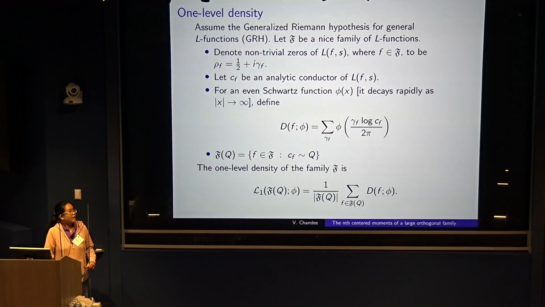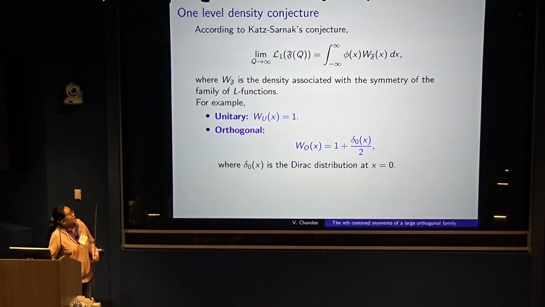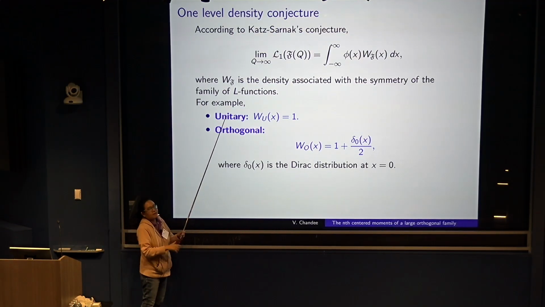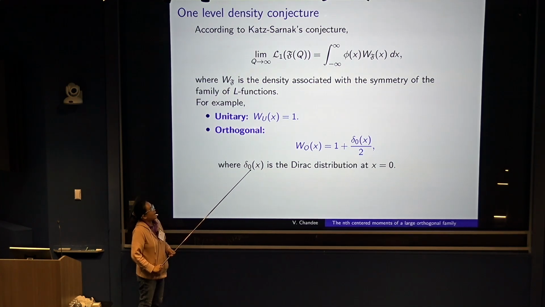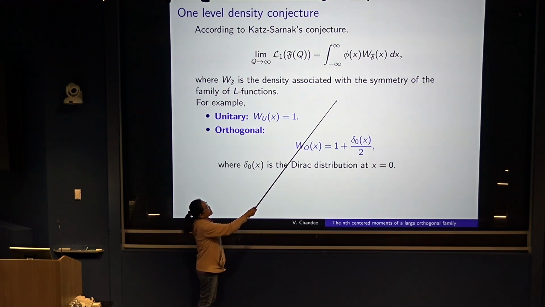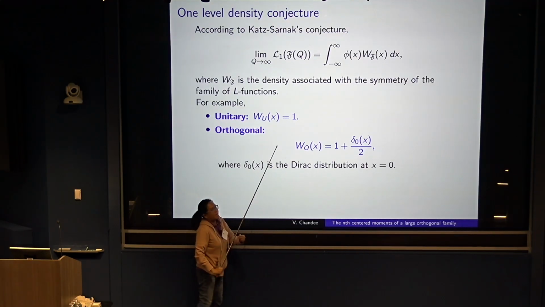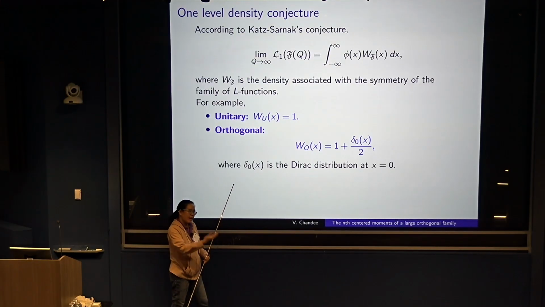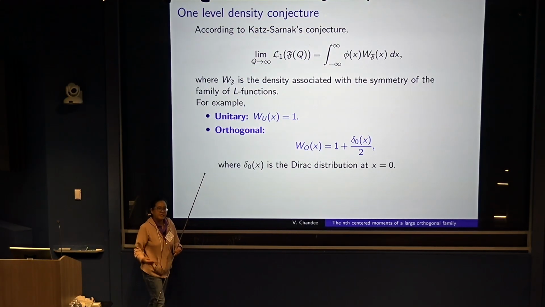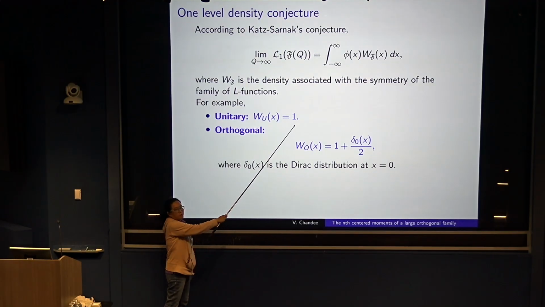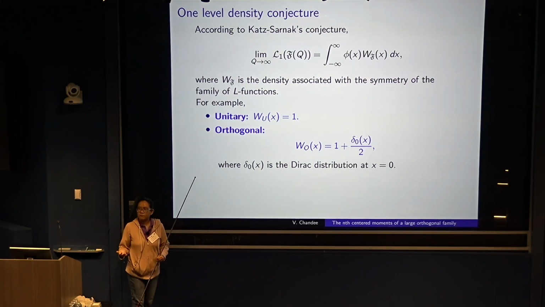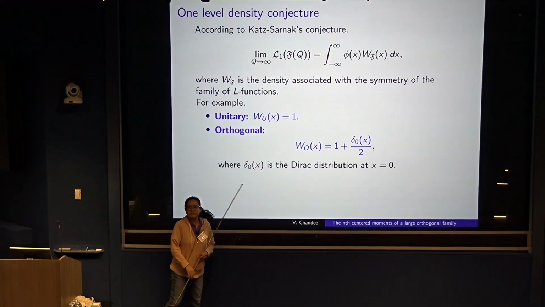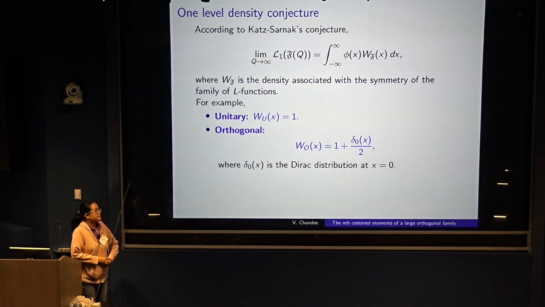All right. So let's see what we have for this one-level density. According to Katz and Sarnak's conjecture, as the limit of Q goes to infinity, this should be equal to the integral of phi of x times some function W. This is a density that depends only on the symmetry of the family. For example, if the L-function is associated with the unitary group, this W should be 1. And if it's associated with the orthogonal group, this will be 1 plus delta naught over 2, where delta naught is the Dirac distribution.